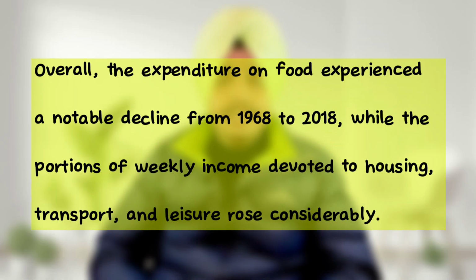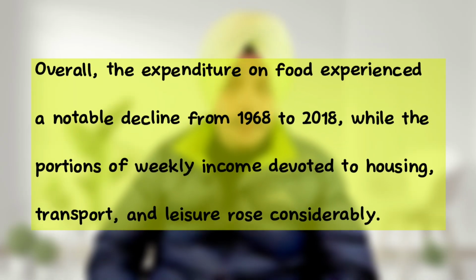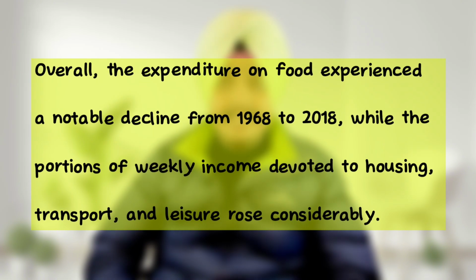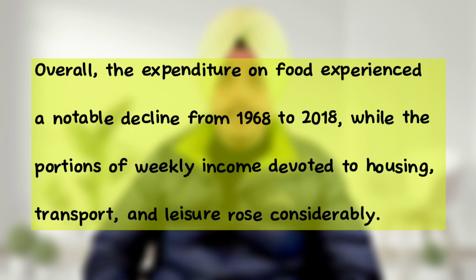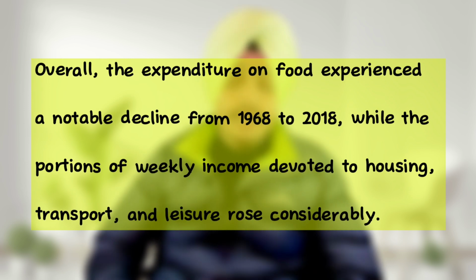So what's our final overview then? Let's have a look. Overall, the expenditure on food experienced a notable decline from 1968 to 2018, while the portions of weekly income devoted to housing, transport, and leisure rose considerably. So like I said earlier in the paraphrasing the statement part, there are multiple ways of writing a statement. So similarly, there are multiple ways of writing an overview.